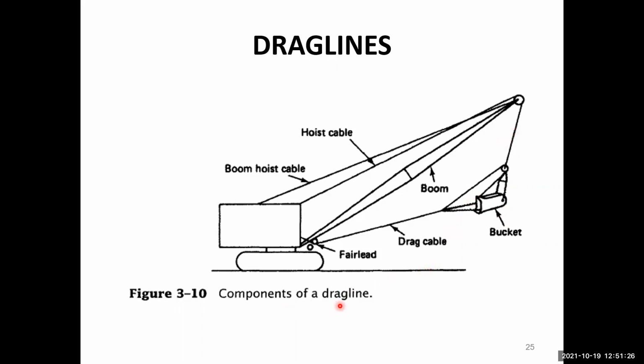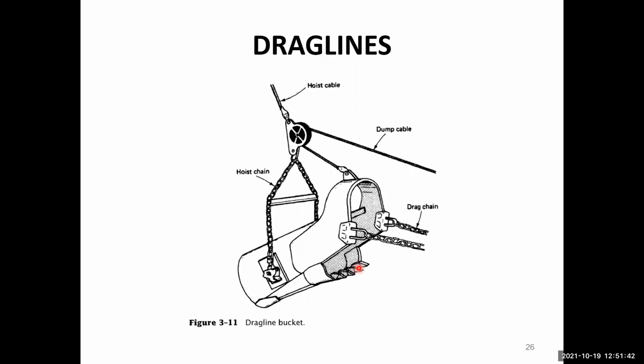So these are the components of the dragline. It has hoist cable, boom hoist cable, boom, etc., and these components provide the dragging action. This is another view for the dragline bucket, with more detail. There is this drag chain, and then there's this dump cable. That means if this cable is pulled, then the material can be dumped.